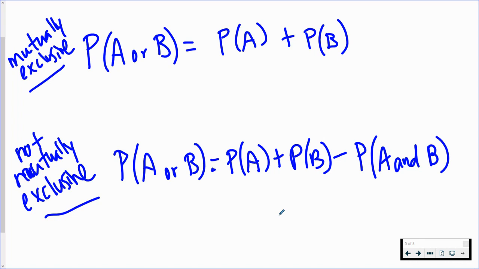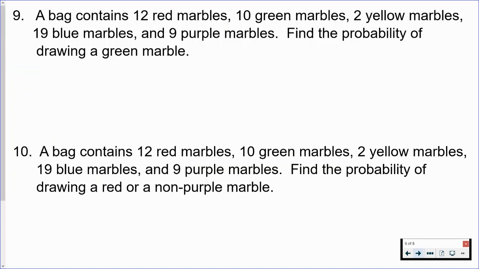So let's start taking a look at some more probability. Number 9, a bag contains 12 red marbles, 10 green marbles, 2 yellow marbles, 19 blue marbles, and 9 purple marbles. Hopefully I didn't skip any when I was reading through. Find the probability of drawing a green marble. So here we are going to draw a marble at random. Probability that we draw a green one. Well, there are 10 green ones, so 10 is going to be our top number. And then we need to know the total number of marbles.